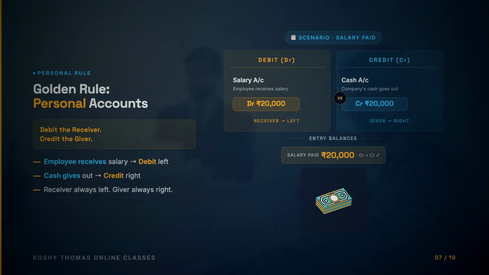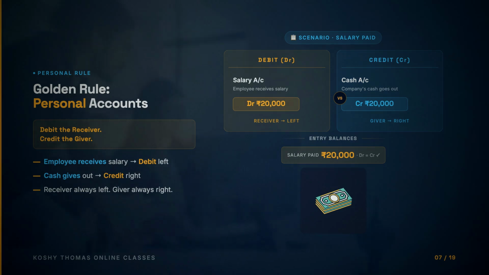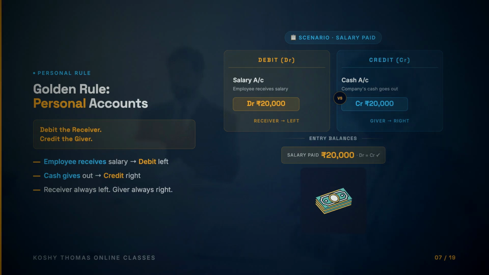Now the golden rule for personal accounts: debit the receiver, credit the giver. Here's the thing: when your company pays a salary, the employee is the receiver of cash. So the employee's account gets debited. The cash account? That's what's giving. So cash gets credited. Picture a small tea shop paying its delivery boy. The delivery boy receives, debit him. The shop's cash gives, credit cash.